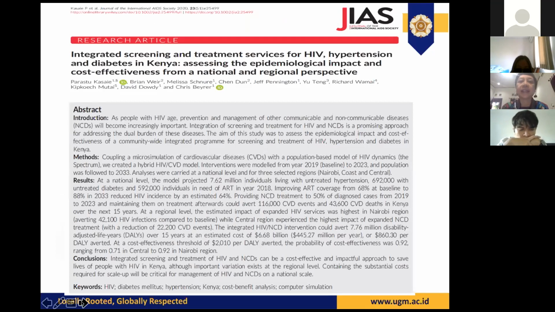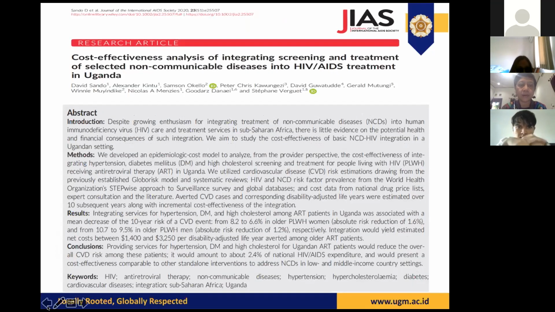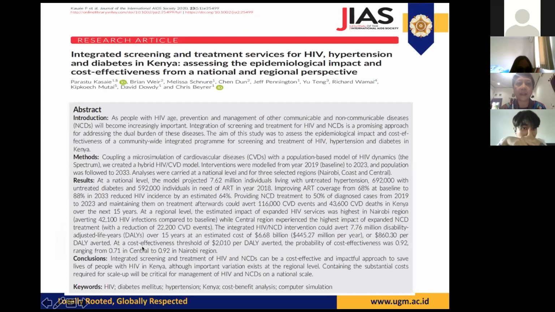Ini juga sudah dilakukan di Kenya dan juga di Uganda ya, yang di Uganda ini untuk HIV, and then in Kenya ini adalah screening service hypertension and diabetes ya, untuk epidemiologi impact ya. Jadi the integrated HIV and NCD intervention could avert 7 to 76 million disability adjusted life years. Ini bedanya QALY, kalau QALY tadi adalah quality of life, kalau DALY ini adalah disabled-nya ya. Ya, jadi disability adjusted life years ya. Jadi ini bisa terkurangi kalau ada program itu dan bisa menghemat sekitar 6,68 miliar. Ya, cost effectiveness adalah 2.000 per DALY. Ya. Jadi ada yang bisa dihemat $2.100.